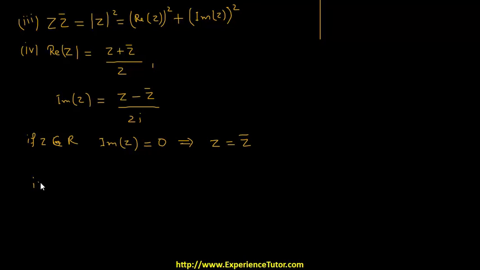Again, if z is purely imaginary, then real part of z is equal to 0, which implies that z plus conjugate of z is equal to 0, or z is equal to minus conjugate of z.